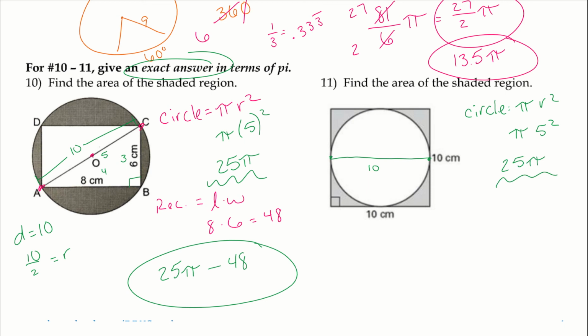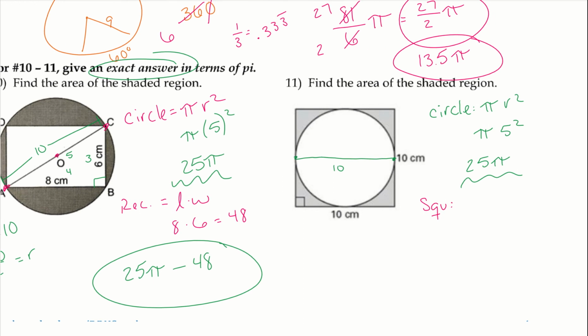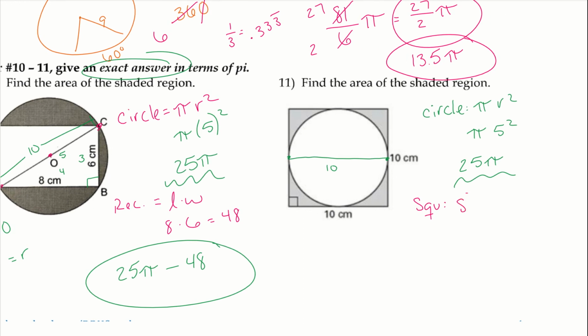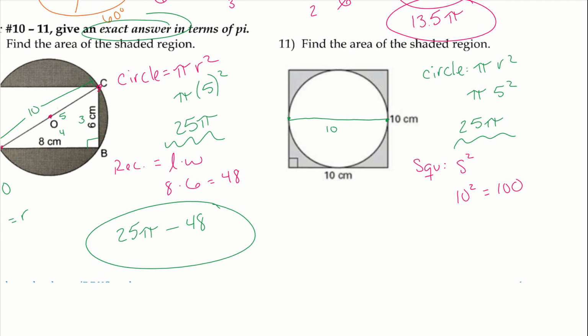Alright, let's go ahead and find the square. The square is length times width, or side squared, whichever way you want to think about it. So 10 squared equals 100. Alright, so if we want to find the area, and this time we're finding parts of the square, that means I want to take the square and subtract the circle out of it. So 100 minus 25 pi. And that is the exact answer. Once again, we can't combine it.